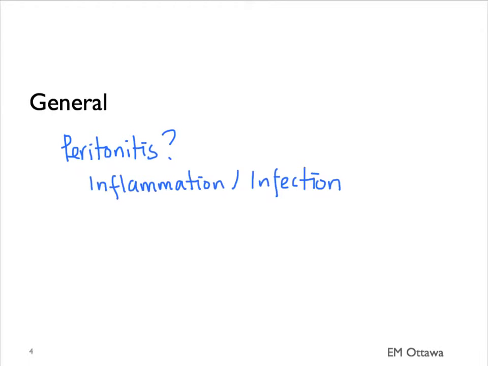Next, the general appearance of the patient. In particular, we would like to know if the patient is comfortable when they move. We're trying to elicit whether they have peritonitis. Peritonitis occurs after bacterial contamination and inflammation of the peritoneal lining. In patients who have localized peritonitis, they will have difficulty walking. In patients with generalized peritonitis, they tend to want to lie still on the stretcher without moving.